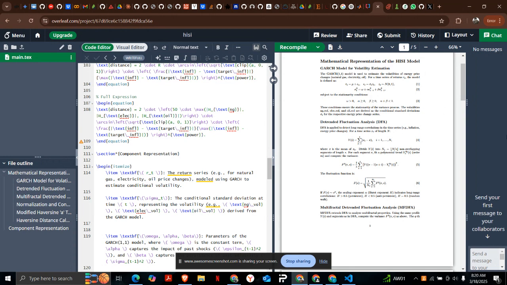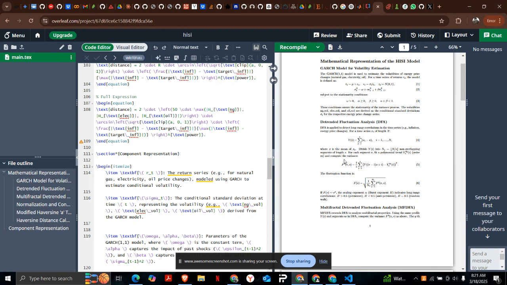In this instance, I'm using natural gas, electricity, and oil. The GARCH model is specifically of interest because it captures the stochastic properties of these drivers: natural gas, electricity, and oil. Then I utilized detrended fluctuation analysis and multifractal detrended fluctuation analysis, so that is DFA and MFDFA, to be able to select my lag values.